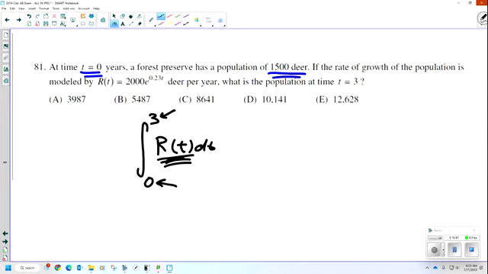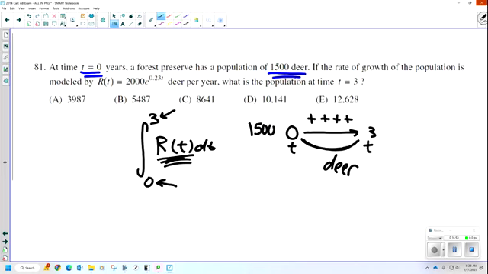But let's not forget, let's say here's time 0. We go all the way to time 3, and we add up all these deer. Okay, we're just adding up the deer here, but we still need to take into account we already had 1,500 deer before we added this up. So we need to add 1,500 to that value, because at time 0, before we did any adding, we already had 1,500. And then starting at time 0 to time 3, we add up all those deer to that 1,500.